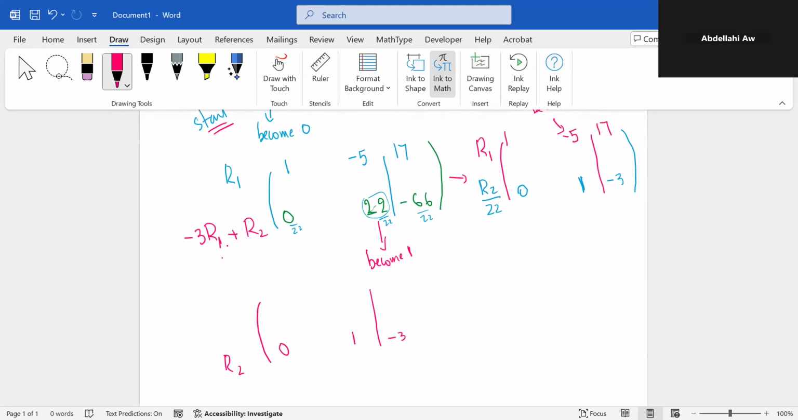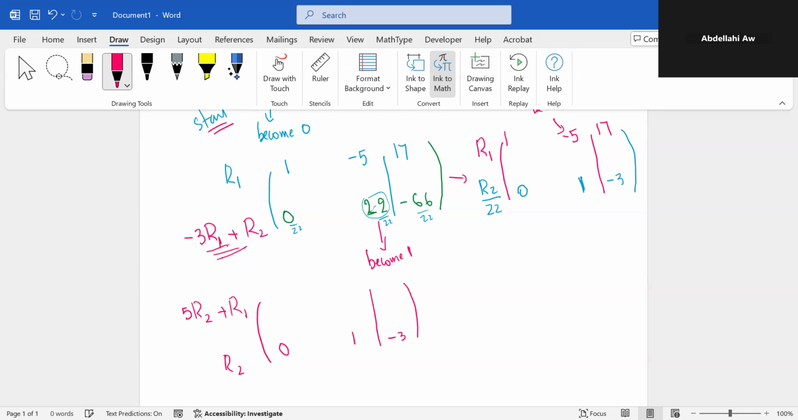Now we're going to do exactly what we did here, the other way around. We're going to multiply row number 2 by a very well chosen number, and we're going to add it to row number 1. And what is that well chosen number? It is simply the opposite of negative 5, which is positive 5. So we're going to do 5 row number 2 plus row number 1.